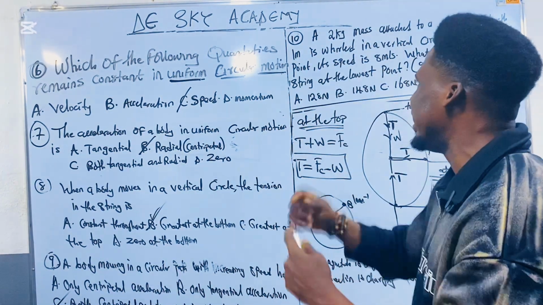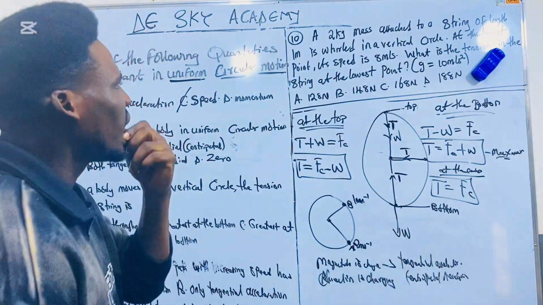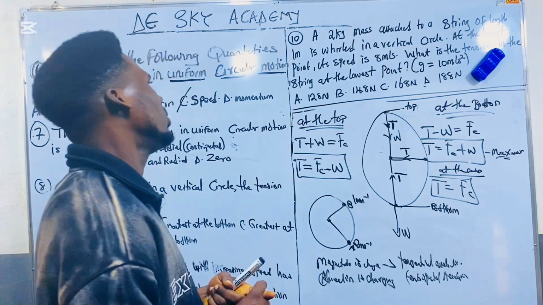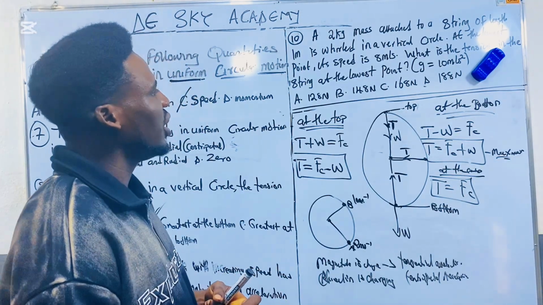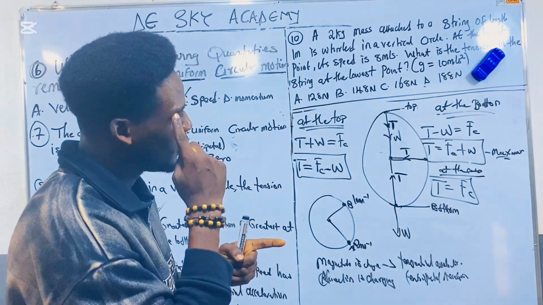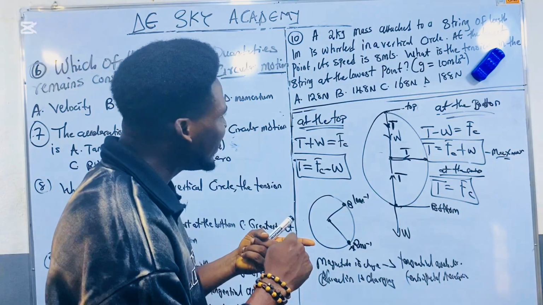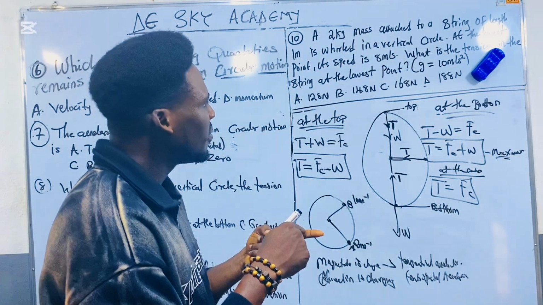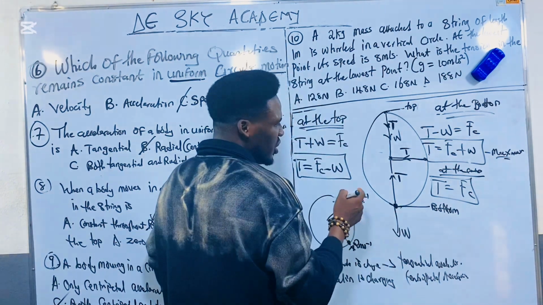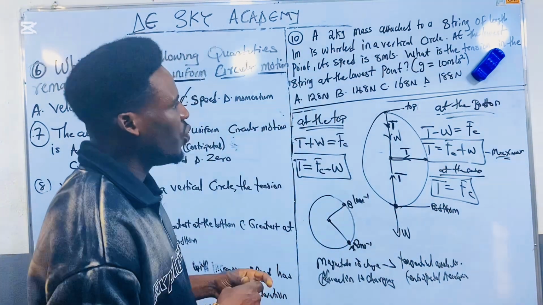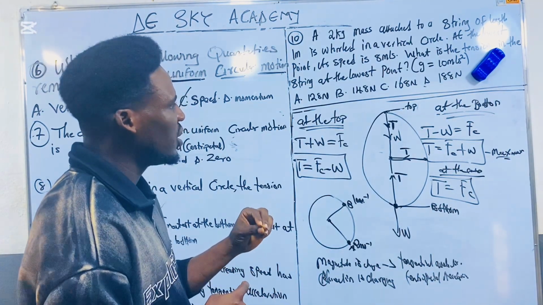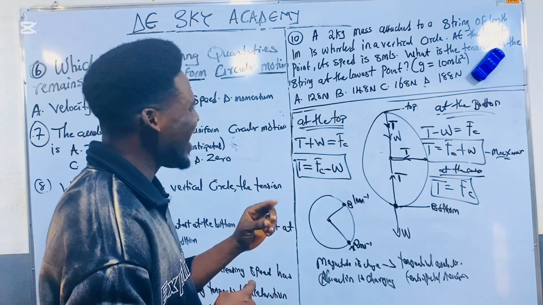So question number 10. Question number 10 is that a 2 kg mass attached to a string of length 1 meter is wheeled in a vertical circle. It is vertical circular motion. At the lowest point, its speed is 8 meters per second. That means at the lowest point, at the bottom here, the speed is 8 meters per second. What is the tension in the string at the lowest point? So we are looking for the tension at the bottom.